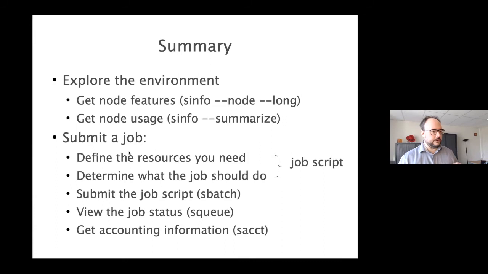And so remember that to submit a job, you need to define the resources you need and the operations you need to perform, and you put them all in a job script. You submit the job script with sbatch, and you can view the job status with sq and get information about past jobs with sact. And if you want to get an interactive shell, you use slurm --pty and then bash. Or if you want to use another shell, you can use another shell instead of bash.